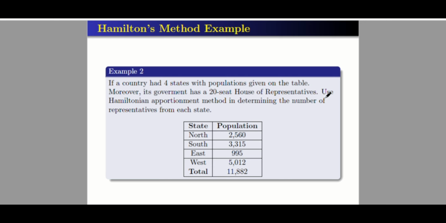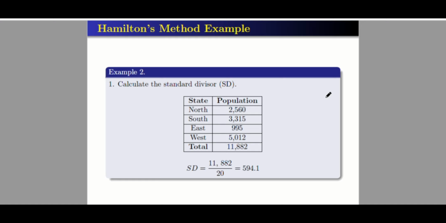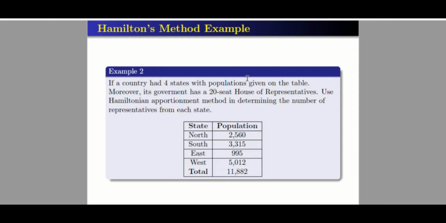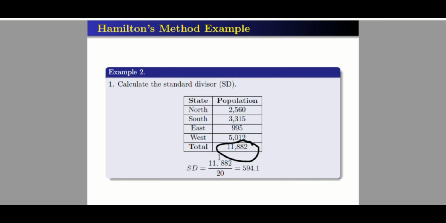Now, what is step number 1? Step number 1 is to compute the standard divisor. The standard divisor is the whole population divided by the number of representatives, or things to be divided. In this case, we have 20 seats, so divided by 20. 11,882 divided by 20 is 594.1. In this case, it has only one decimal place. You may check it with your calculator. So this is now our SD.